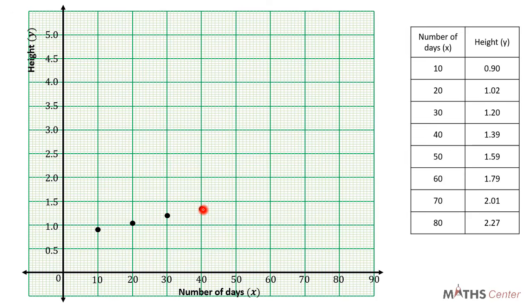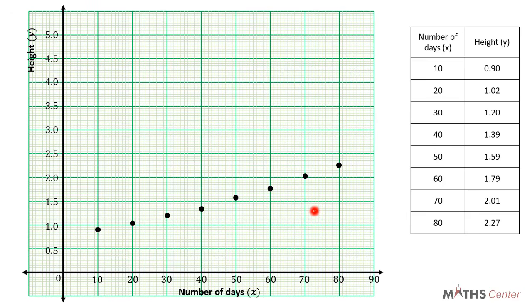The next one is 50, 1.59. 50 on the x-axis, 1.59 on the y-axis will be here. The next one is 60, 1.79. 60 on the x-axis, 1.79 on the y-axis, that will be here. The next one is 70, 2.01. 70 on the x-axis, 2.01 on the y-axis, that will be here. And the last one is 80, 2.27. 80 on the x-axis, 2.27 on the y-axis, that will be here. This is our scatter diagram. Let's move on to the next part of the question.